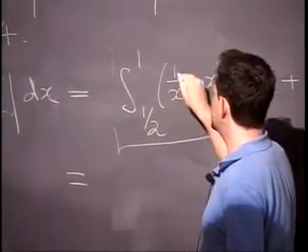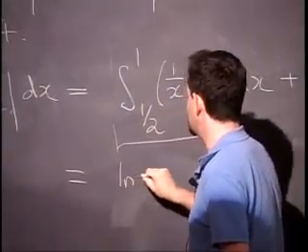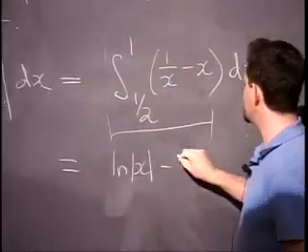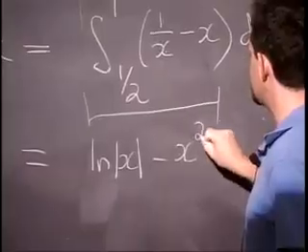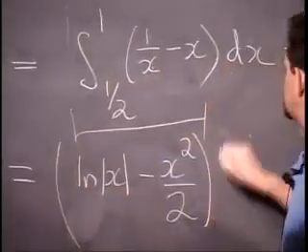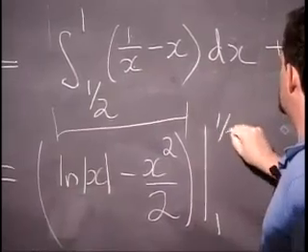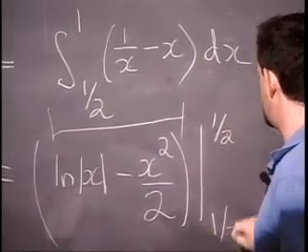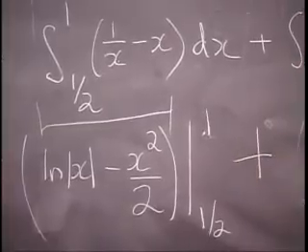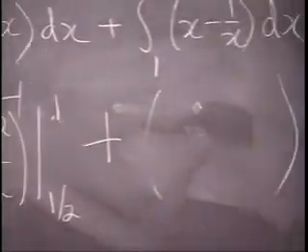The antiderivative of 1 over x is log absolute value of x. And an antiderivative of x is x squared over 2. I need to go between 1/2 and 1. And then, of course, you repeat for this one, and I leave that to you.